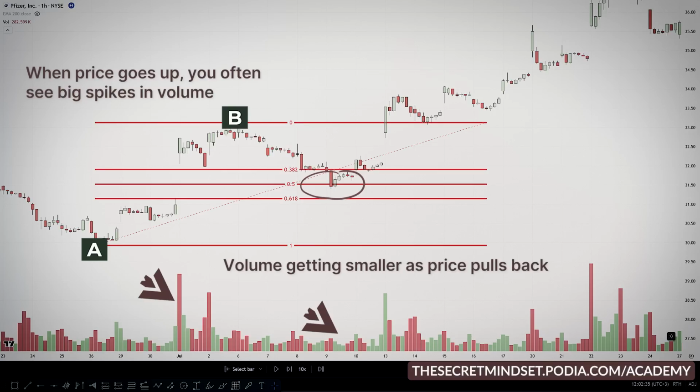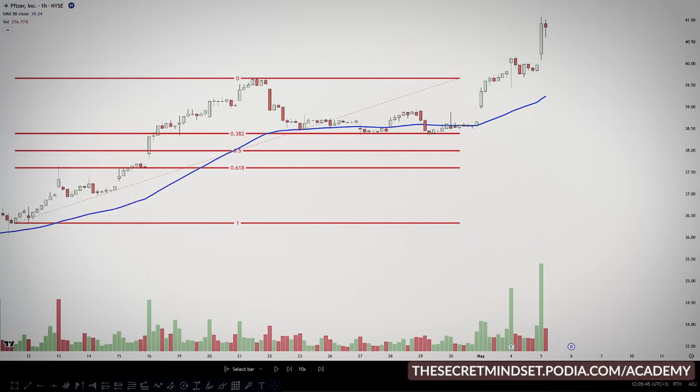If you see volume getting smaller as price pulls back, that's a good sign. It means fewer people are selling. It shows that most people who wanted to sell have already done so. There's not much selling pressure left. Now you might think low volume means people don't care about the market anymore. But that's not true. It just means there are fewer sellers. Smart buyers see this as a chance to get in at a good price before everyone else notices.